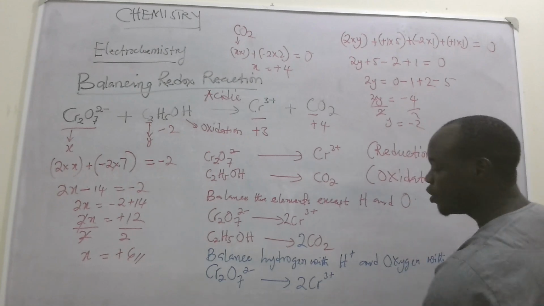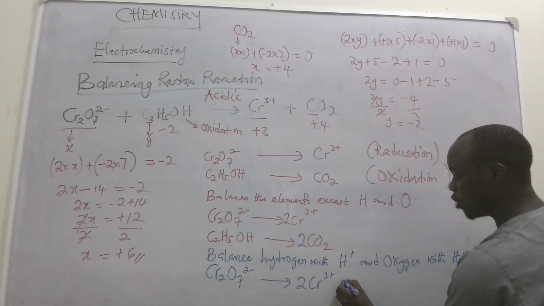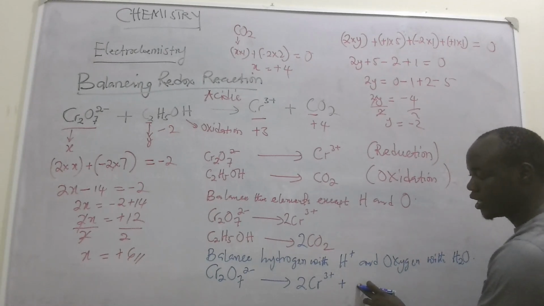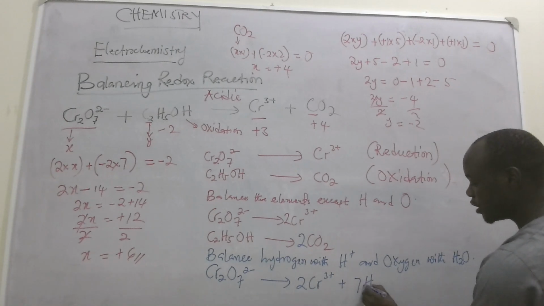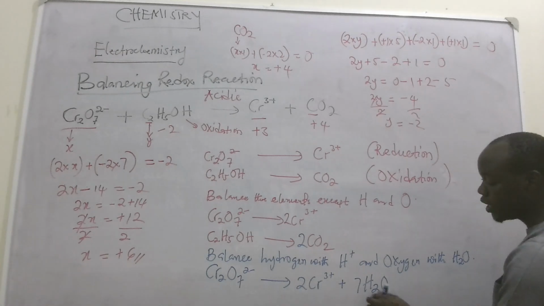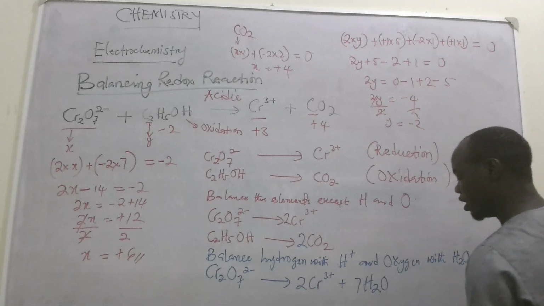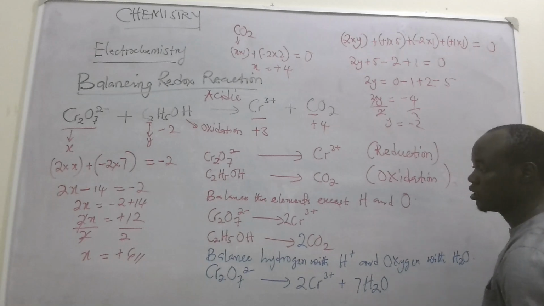So now we have oxygen. We have 7 oxygen here, so we have to add water molecules here. Since oxygen here are 7, the best thing is to add 7 molecules of water, because if you add 7 molecules of water, the number of oxygen is also balanced. So we have 7 oxygen here, and we have 7 oxygen here, and we have 14 hydrogen.